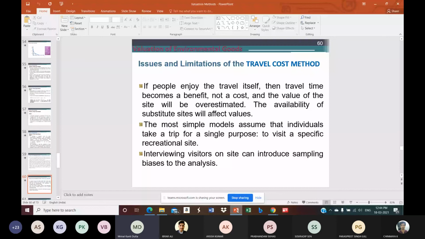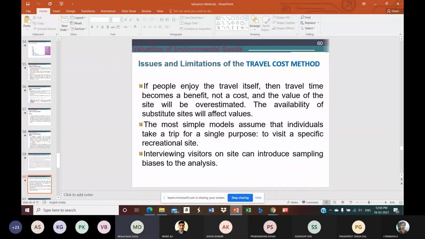Another thing is that if people enjoy the travel itself, then why should we estimate the travel time to be a cost? Rather, travel time can be a benefit for him, right? So if people enjoy the travel itself, the travel time becomes a benefit, not a cost. And in that case, the value of the site will be overestimated. Okay. So again, the availability of substitute sites will affect these values as well. So these are problematic things.